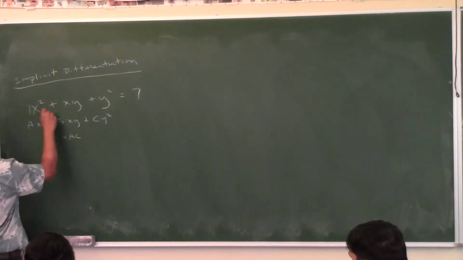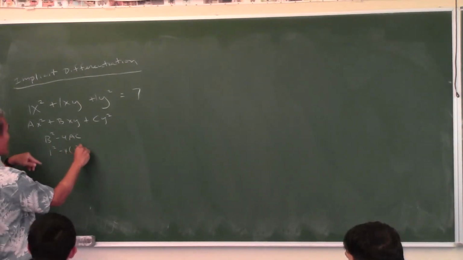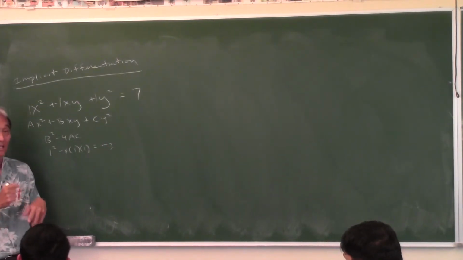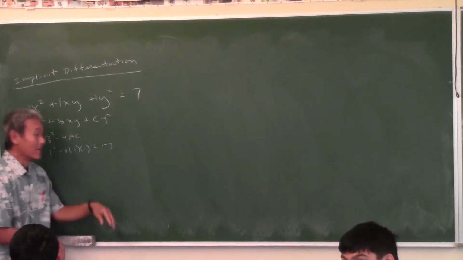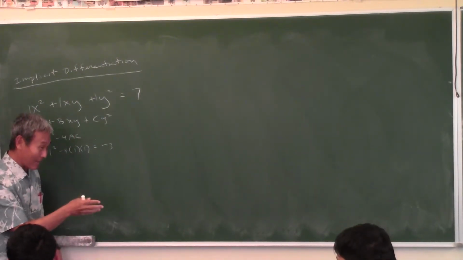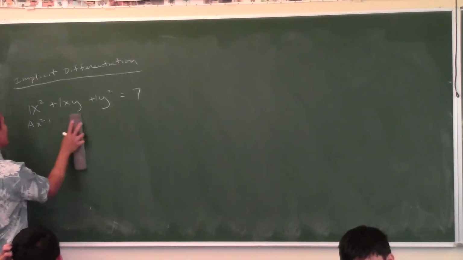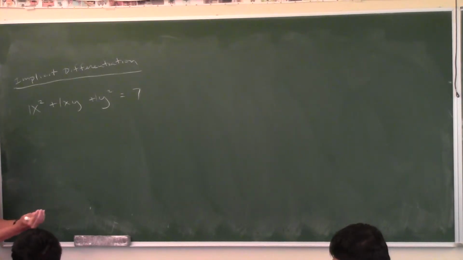So in this problem, you got 1, 1, and 1. So 1 squared minus 4 times 1 times 1. What does that come out to? Negative. So if it comes out negative, it's an ellipse. Positive, hyperbola. Zero, parabola. That's interesting. Really? Okay, so you don't really have to know that, but I'm trying to get you guys to remember things.